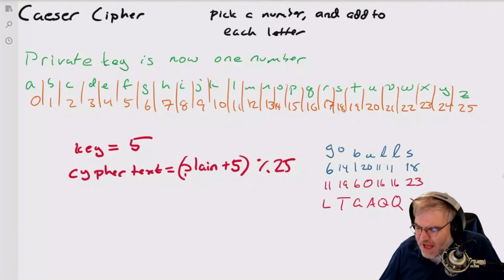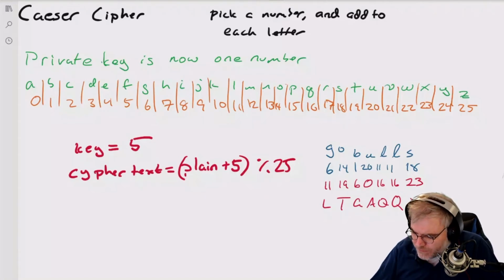20 plus 5 equals 0. But I'm modding by 20. Oh, you're right. I'm modding by 26. I'm an idiot. Bugger. Right, because there are 26 numbers. So this should be 25. You're right. So that should be Z.